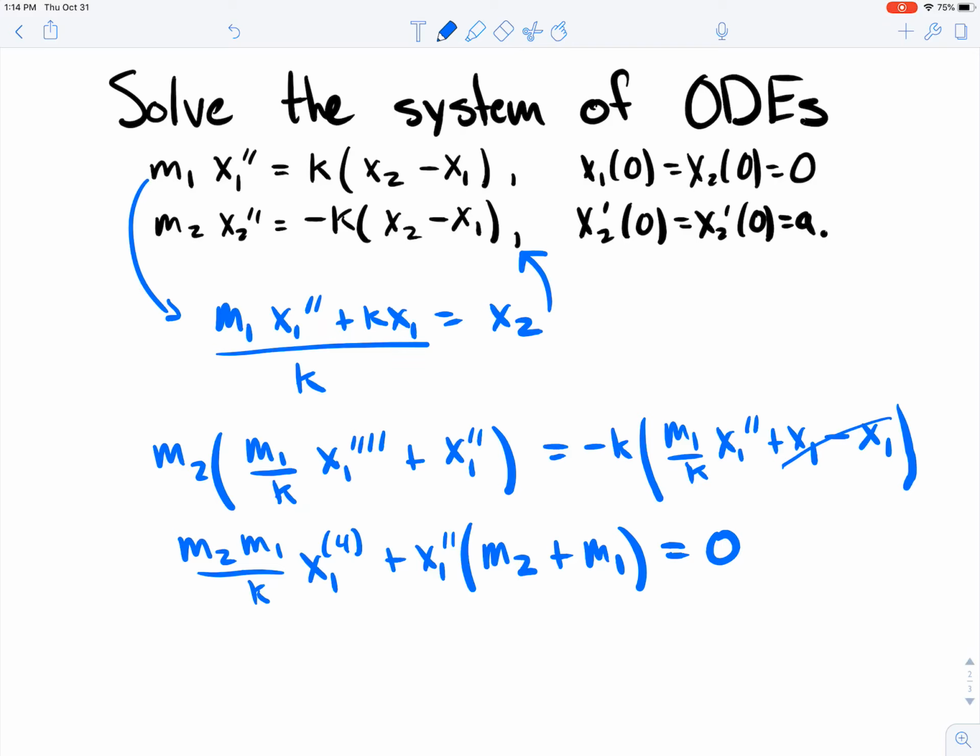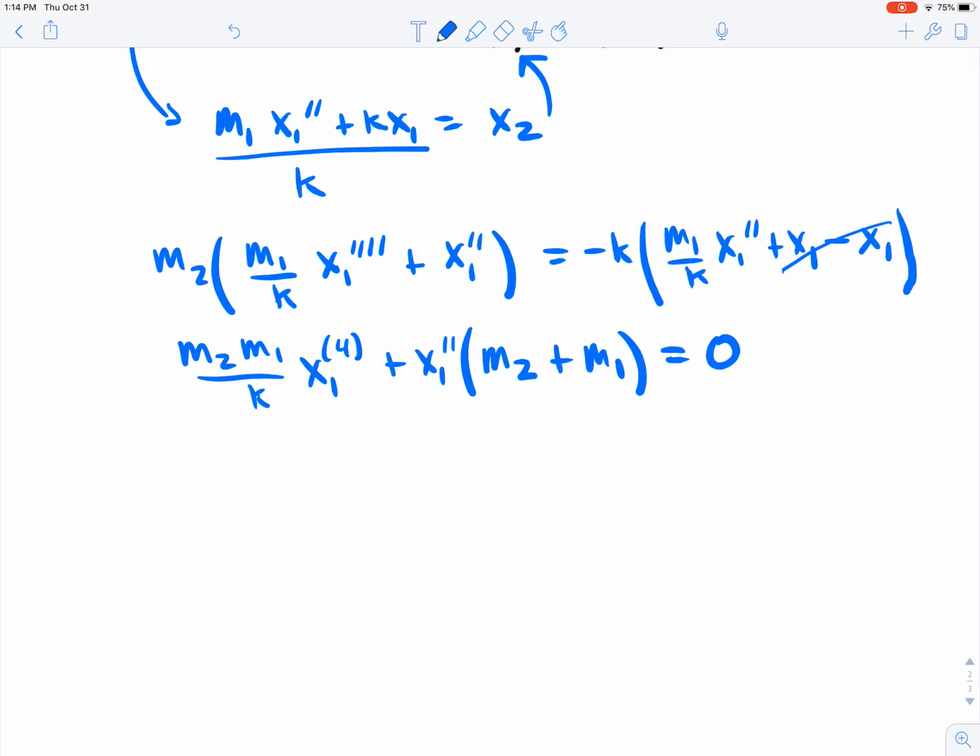So what did we do? We started with ODEs which involved x1s and x2s, and we created a new equation. In this new ODE, we can solve. So how would we solve for this? We would use the characteristic equation. So what we have here is m2 m1 over k r to the 4 plus r squared times m2 plus m1 is equal to 0.